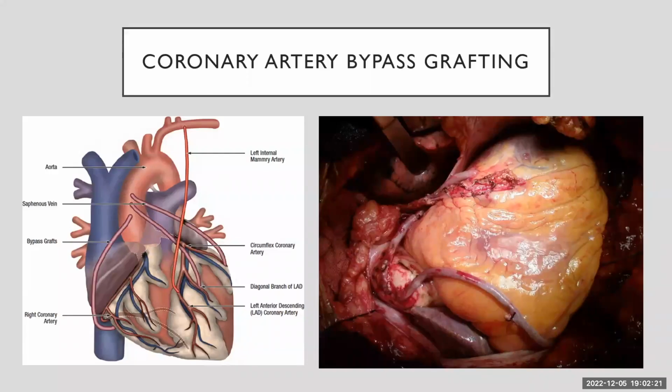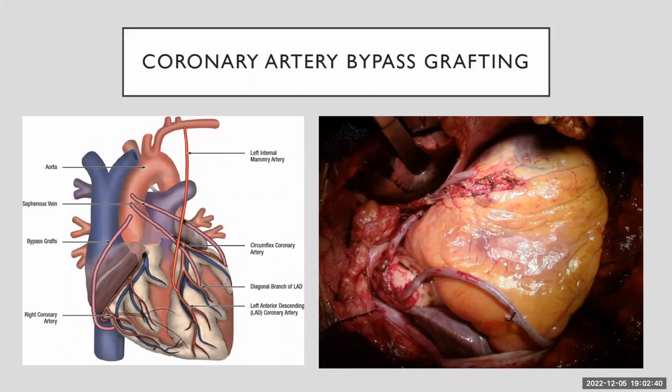The two commonest operations that we perform are coronary artery bypass grafting and valve surgery. And the reason to show this is really just to consider the types of patients who we are dealing with, and that has implications when thinking about how these patients are managed in the post-operative period.